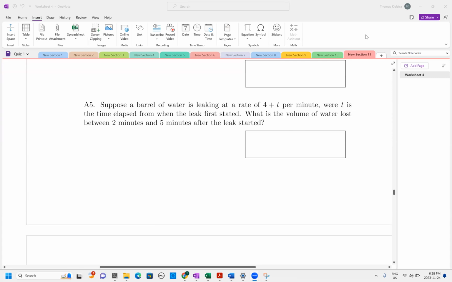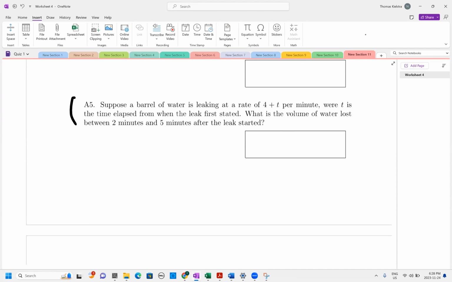So now we've switched over to the quiz, the mock quiz, and we're looking at A5. In here, we're given a barrel that has water leaking at a certain rate, and it leaks at this rate since it first started to leak. We want to know how much volume of water is lost between 2 minutes and 5 minutes.